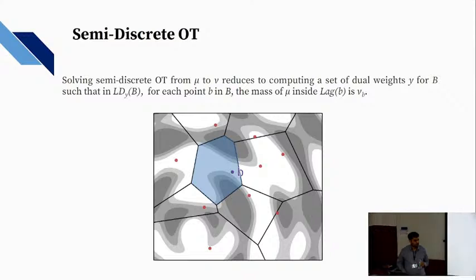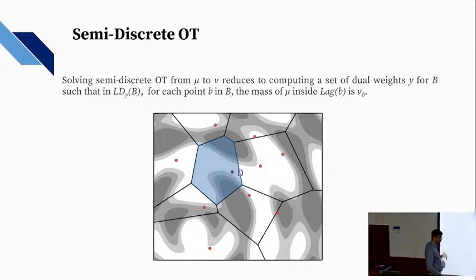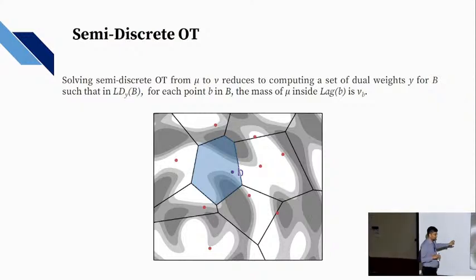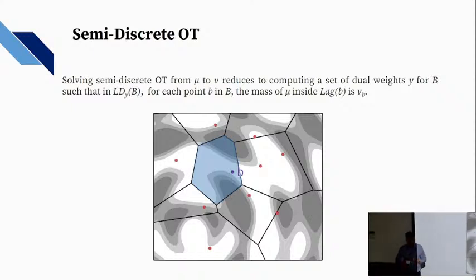So are you translating the continuous? Wouldn't they have different supports? Yeah, even if the supports are different, you can assign weights in such a way that the Voronoi cells will get translated. So there's always a solution.